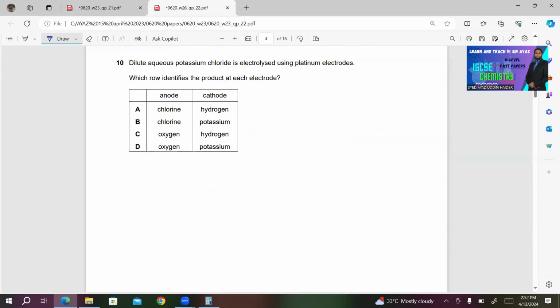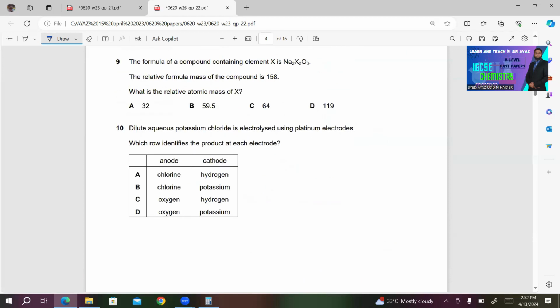Moving to the next part. Next question. The formula of a compound containing element.